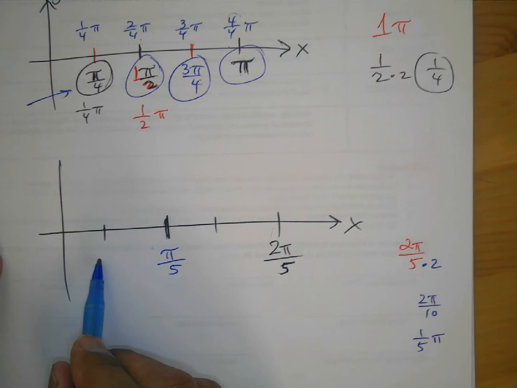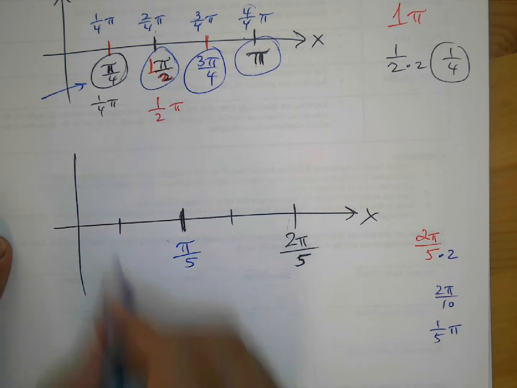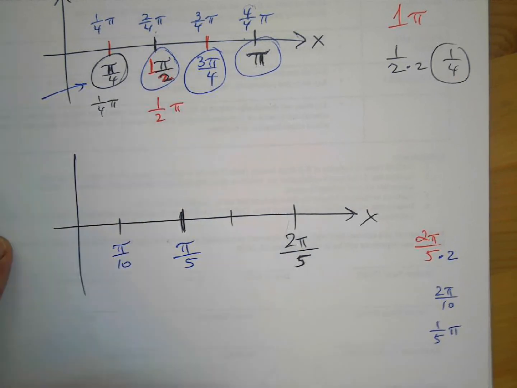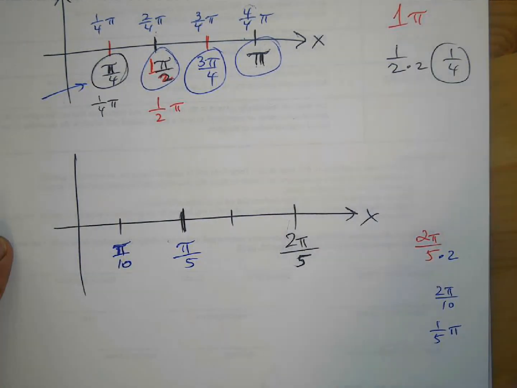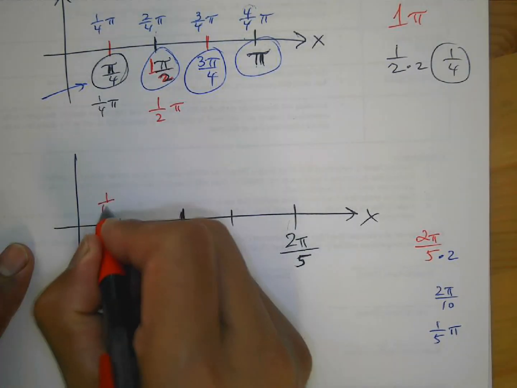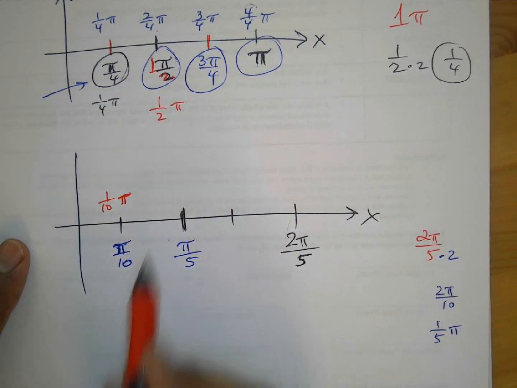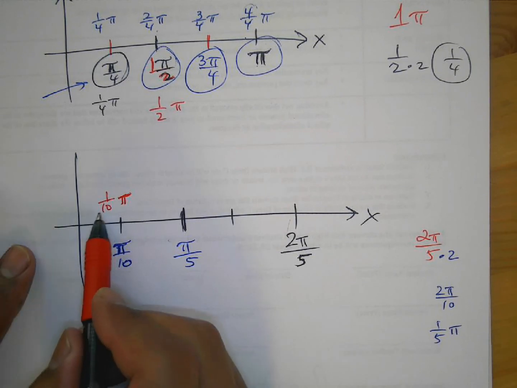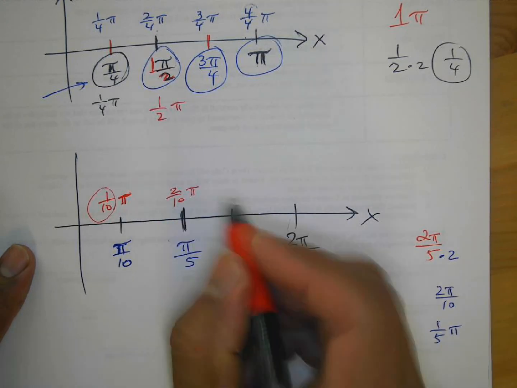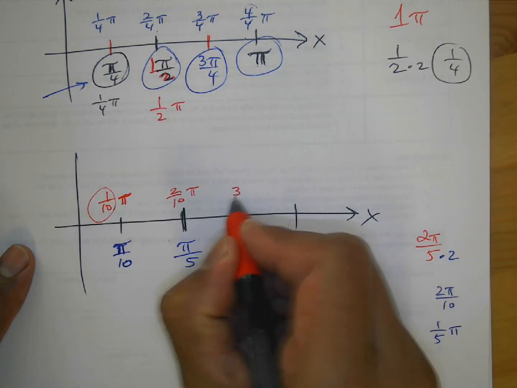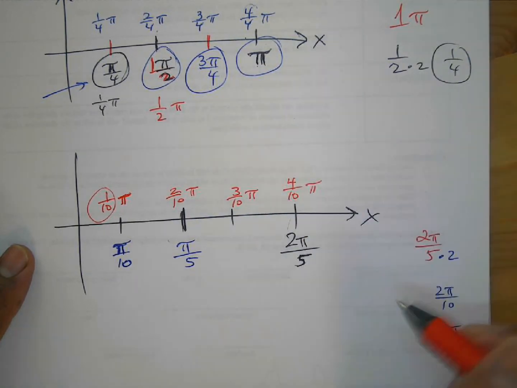What is half of pi over 5? Well, if I take half, that means that 2 goes here. 5 times 2, this is going to be pi over 10. That means your increments, each one of these is counting by what? Pi over 10 is the same as 1/10 pi. You're counting by the fraction 1/10. 1/10. What's the next one? 2/10 pi. What's the next one? 3/10 pi. And 4/10 pi.